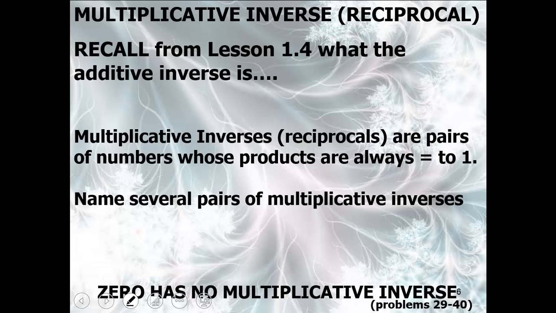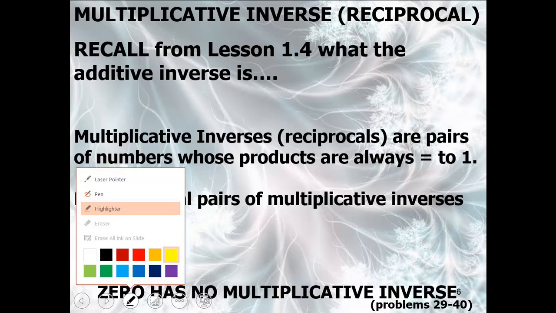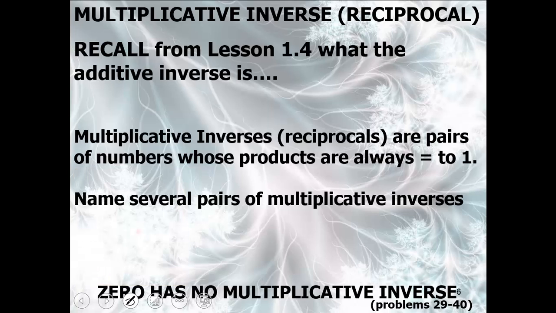Multiplicative inverse. Okay, I'm going to start by helping you remember the additive inverse. The additive inverse, we learned that in lesson 1.4. Two numbers that add to 0, they're opposites of each other. Positive 3 plus negative 3, they add to 0. Positive 6 plus negative 6, they add to 0. Negative 2 plus positive 2, they add to 0. Additive inverses add to 0.